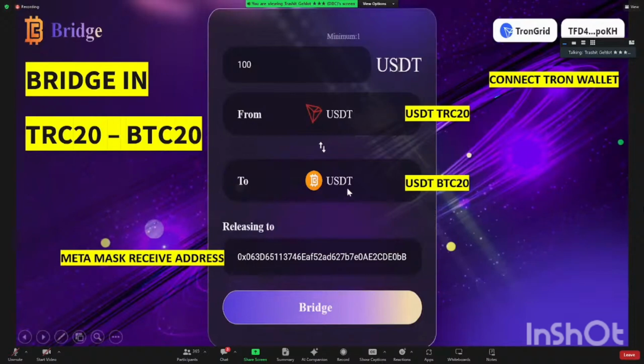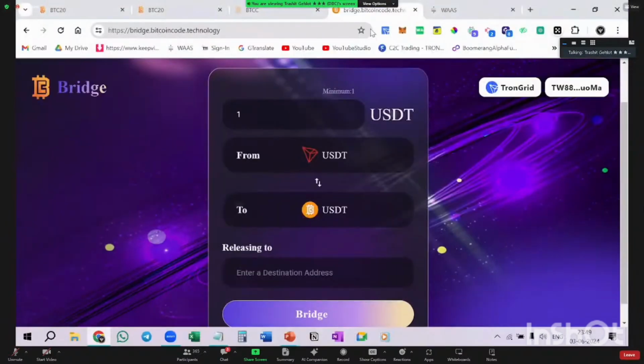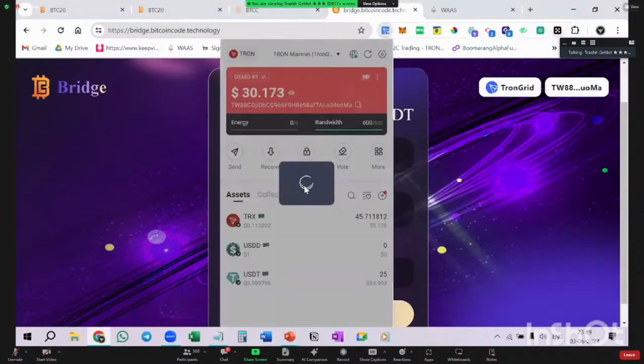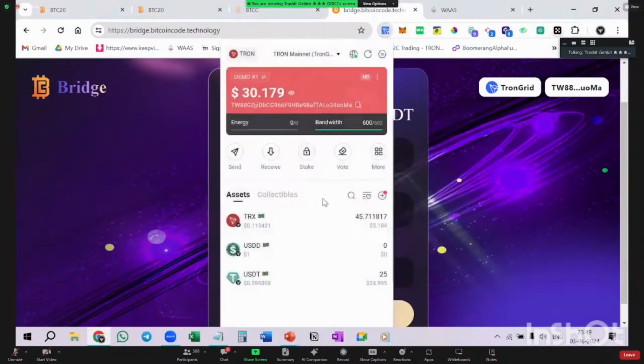So this is an interesting feature on our mining dApp, and I'll show you today live and practically what we are doing and how we use the bridge. For the assets to transfer from Tron blockchain to BTC20 blockchain, you will require a Tron Link wallet, any Tron wallet. We are using Tron Link wallet. And on your Tron Link wallet, you will require two coins. One is TRX and the other is USDT token. TRX will be required because you are transacting on a Tron blockchain.